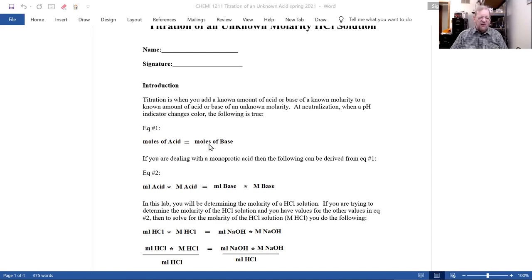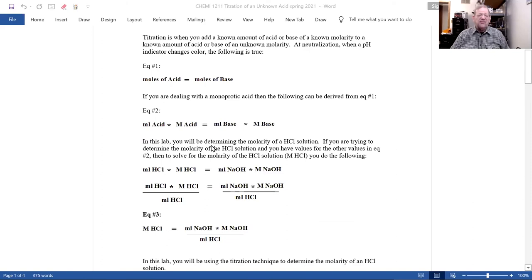Moles of acid equals moles of base. Now, moles of acid, as you learn from solution chemistry, is milliliters times the molarity. And when it's monoprotic, you can take out the thousand because it's on both sides. So milliliters times molarity of acid equals milliliters of base times molarity of base. In this lab, you'll be determining the molarity of HCl solution, hydrochloric acid. If you're trying to determine the molarity of HCl using this equation number two, you have values for most of the other values in number two, and you have to solve for molarity, capital M, remember that's molarity, HCl.